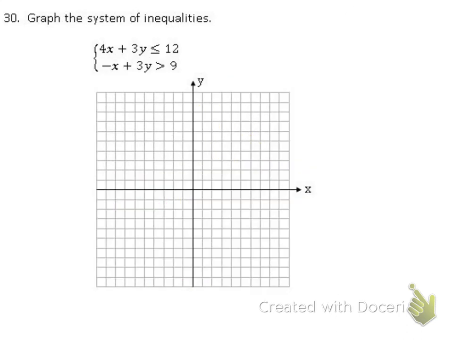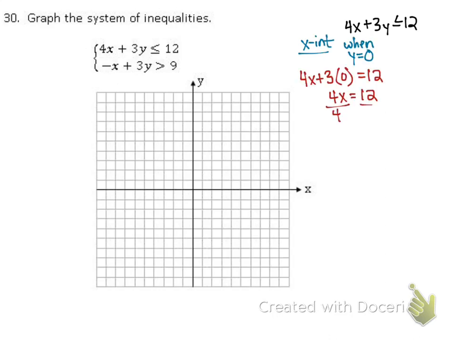Problem 30, we're supposed to graph another system of inequalities. So we want to do the same thing as we did on 29. We want to graph each inequality, finding the intercepts, determining what type of line to use, and figuring out what side to shade. So I'm going to start with the top inequality and find the x-intercept first. I'm going to plug in 0 for y. And when I solve for x, that gives me x is equal to 3.